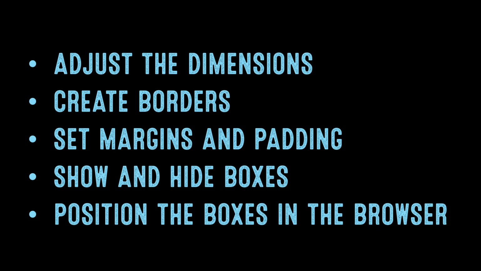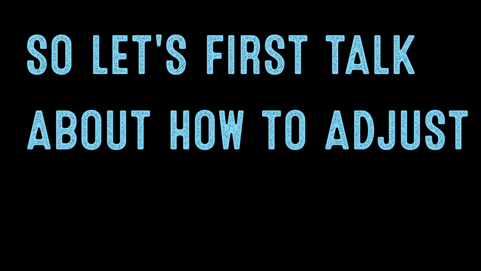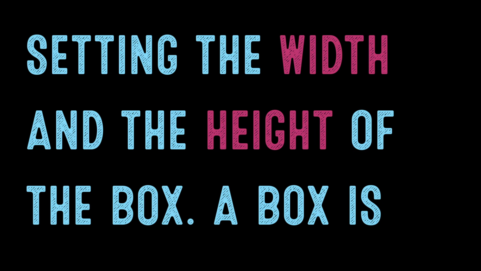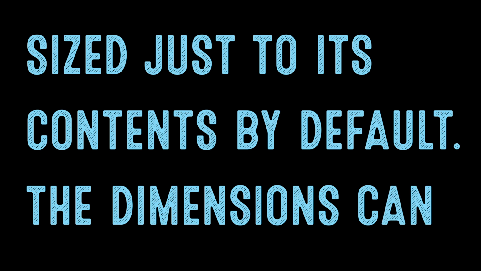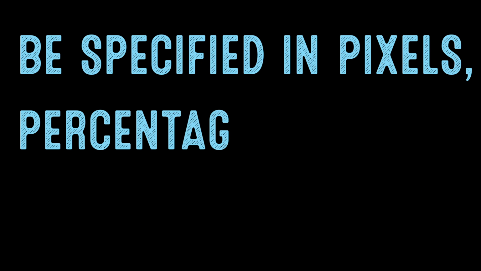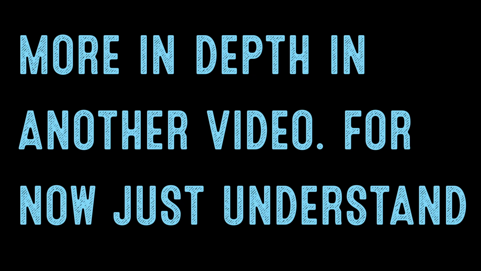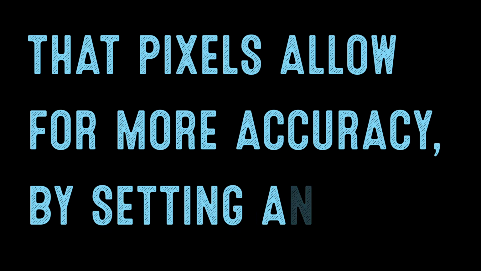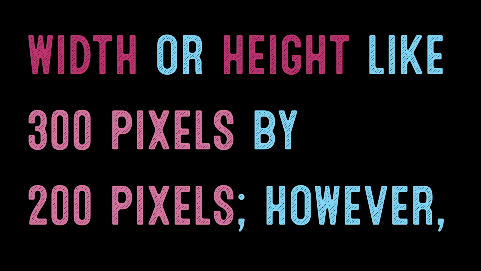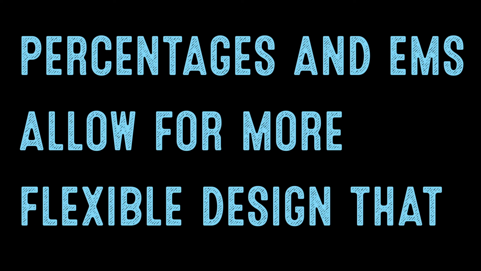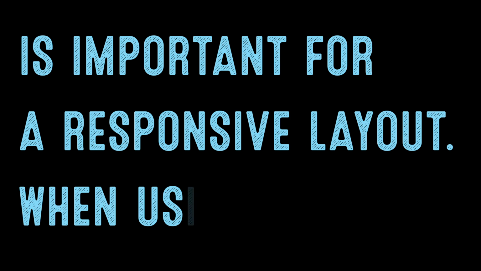So let's first talk about how to adjust the dimensions by setting the width and the height of the box. A box is sized just to its contents by default. The dimensions can be specified in pixels, percentages, or ems. We will discuss these more in depth in another video. For now, just understand that pixels allow for more accuracy by setting an exact width or height like 300 pixels by 200 pixels. However, percentages and ems allow for more flexible design that is important for a responsive layout.